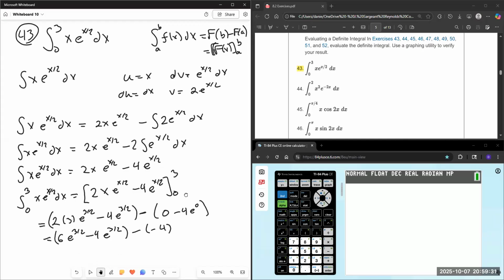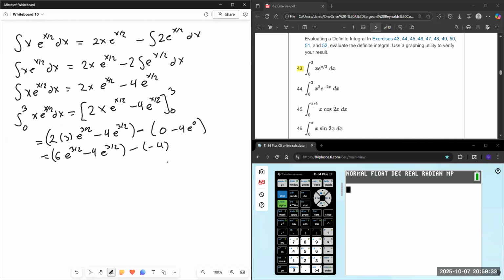And that's going to be 2e to the 3 halves plus 4. I'll approximate that for you. 2e to the 3 halves plus 4 is approximately 12.963. So again, that was number 43.